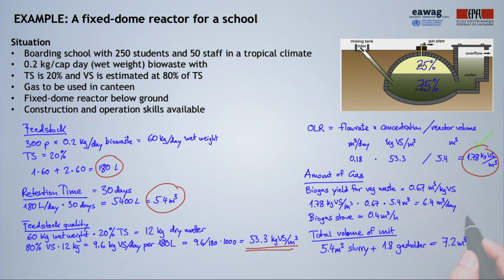And we calculated the amount of gas, 6.4 cubic meters per day, and looked at how much a biogas stove consumes and calculated how long we can actually operate biogas stoves. Finally, we also calculated the total volume of the unit, also considering the volume that we need for the gas holder, and it amounts total to 7.2 cubic meters. So that was the calculation for a fixed dome reactor. I hope you can use it in any case in your country.